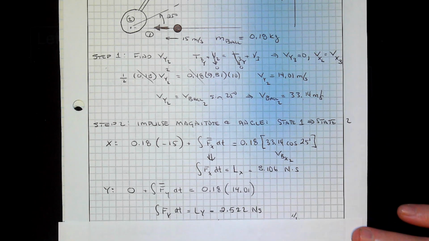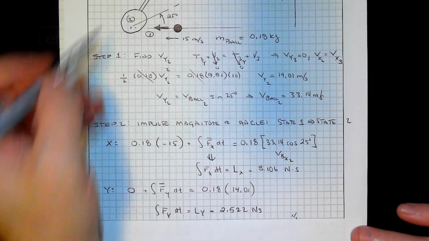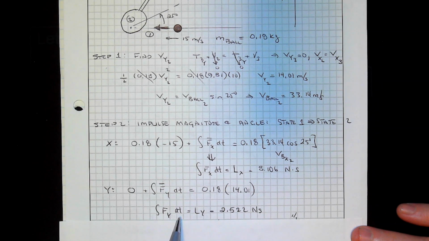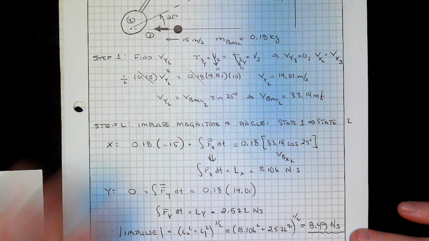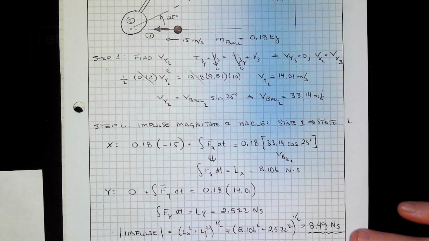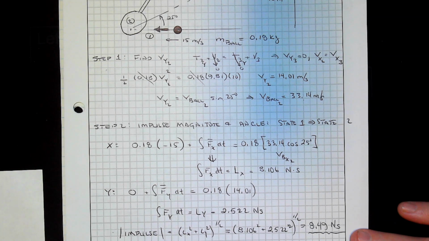Same idea for y. The y velocity coming in is 0. Have no idea what that integral is, but I can figure out the other side. So we know if we could compute that integral, we'd get Ly is 2.522 Newton seconds. So that's good. All right, well, once we have that, we're asked for the magnitude of the impulse, so that's Lx squared plus Ly squared, square root, 8.49. The impulse angle, it's just the y impulse over the x impulse, inverse tangent, 17 degrees.